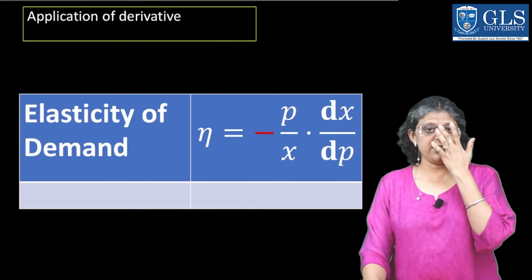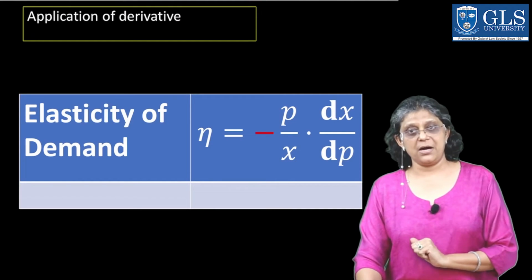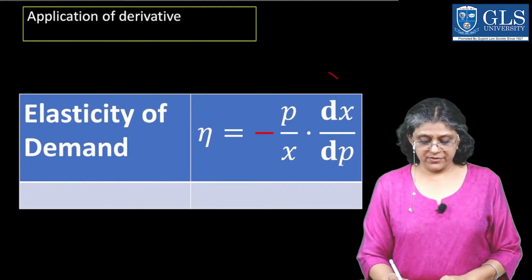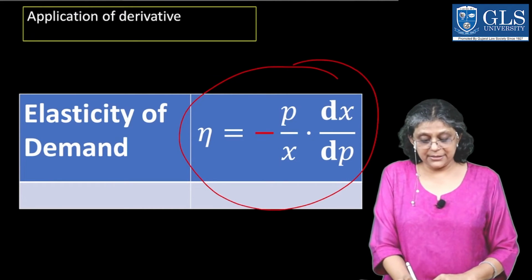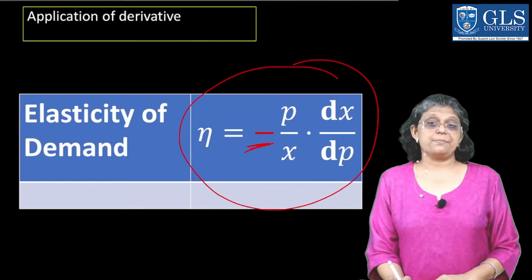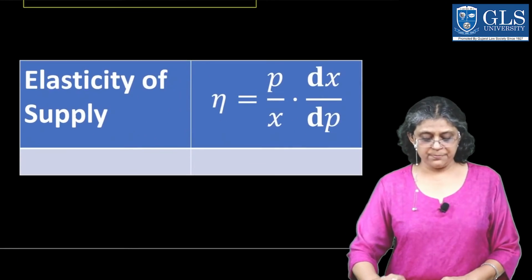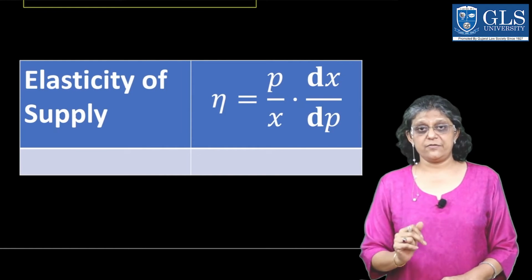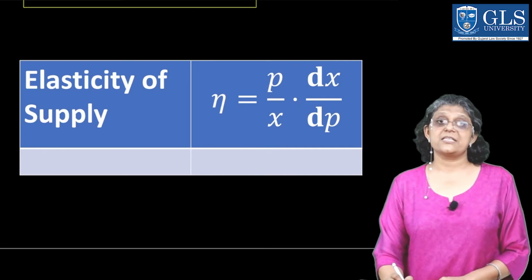Again we have application of derivative, where we have to find out the elasticity of demand. So here we have this notation. Please remember this notation: eta is equal to minus p upon x into dx by dp. In the same way, these are the sums based on it. Again we have elasticity of supply. It has no minus sign, but p by x into dx by dp.